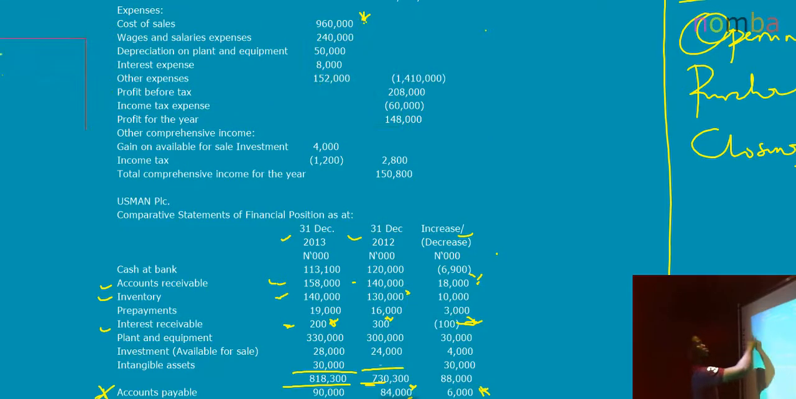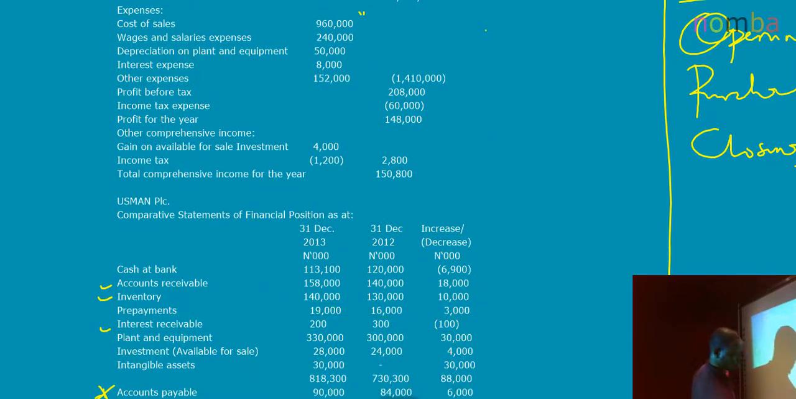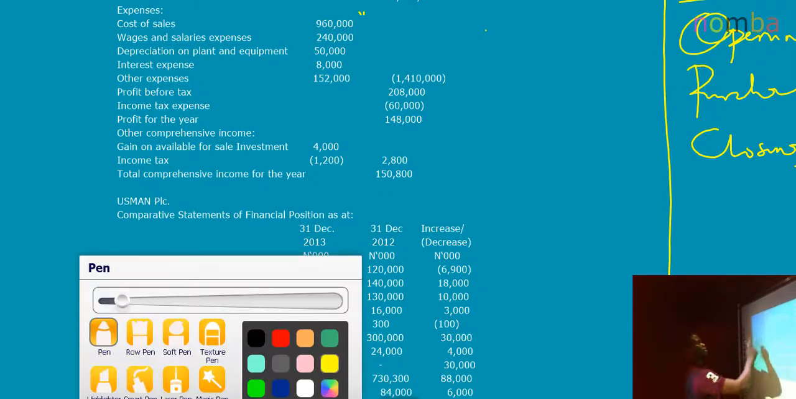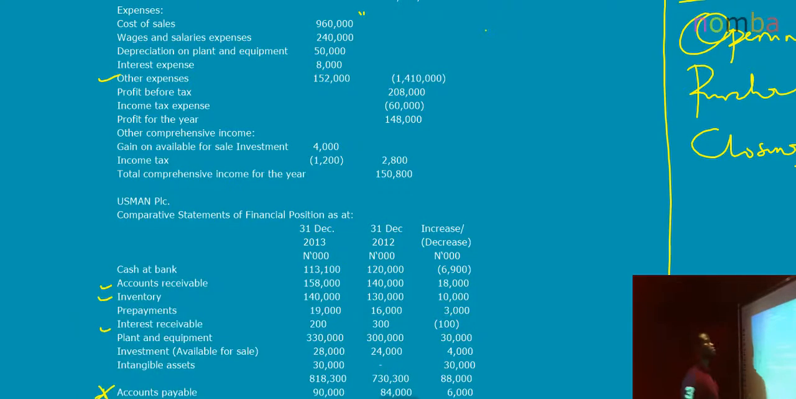Now we'll continue from where we stopped in the previous video. Remember, we stopped at other expenses. Now, we'll be looking at income tax expense. And as we have it, the income tax expense charged for the current reporting period is 60,000.